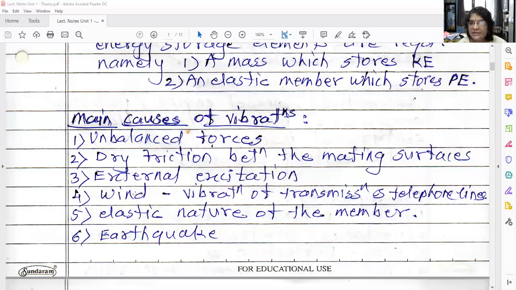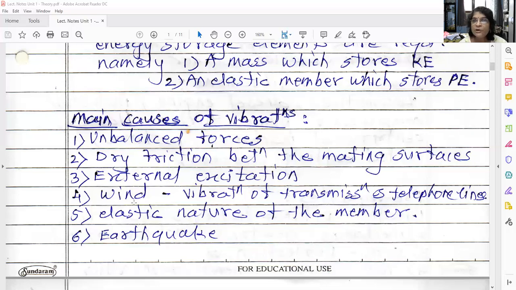Then third is external excitation. External excitation may be random excitation or periodic excitation. Whenever external excitation is there, that means an external force is acting on the system, and it will vibrate. The example is the lathe cutting operation, where the cutting force is the external force acting on the object, and that external force causes chattering in the cutting process. That is nothing but a type of vibration.